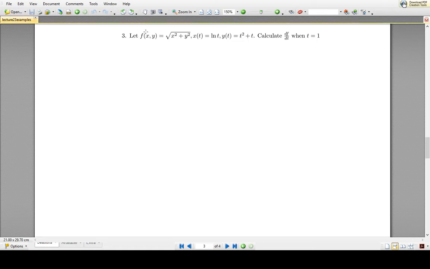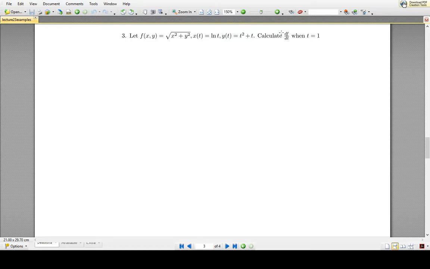In this question we have a function f, which is in terms of two variables, x and y. It's given here by the square root of x squared plus y squared. And in turn, x is a function of t, namely x of t is ln t. And y is also a function of t. y is equal to t squared plus t.